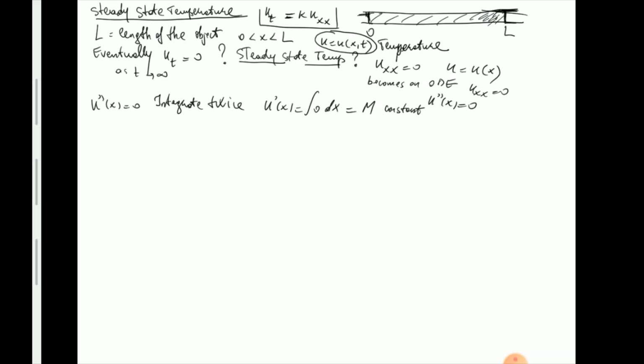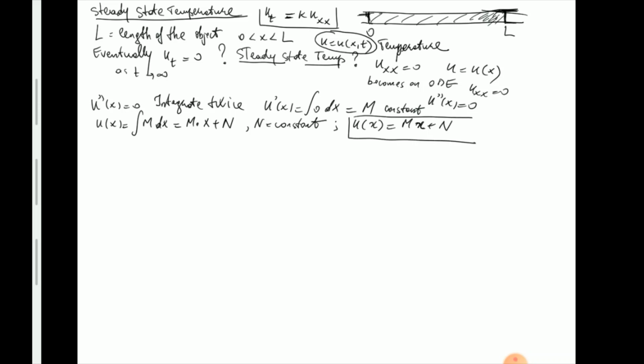And if we integrate it one more time, the integral of m dx, that's going to be m times x plus n, which is another constant. So the steady state temperature in the one-dimensional case is just mx plus n. It's just a linear function.